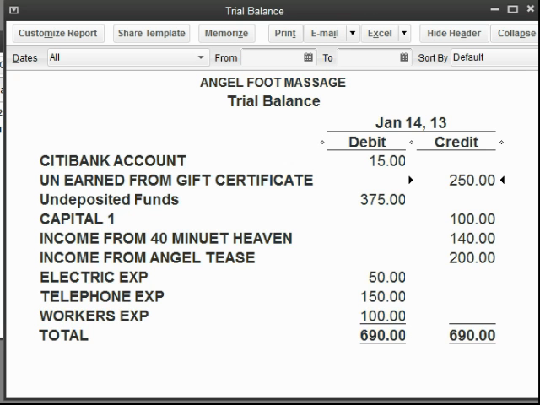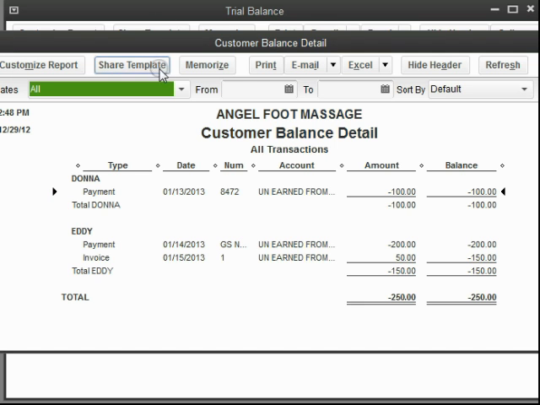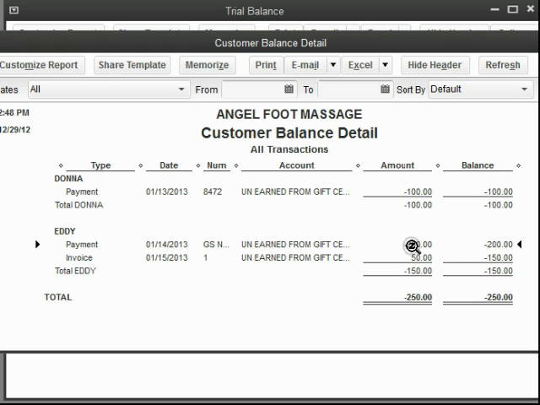And of course, the last result to look at is the customer balance detail. Notice, specifically for Eddie, he gave us money on the 14th and it was from unearned from gift certificate, and that increased what we owe him. Then we made an invoice on the 15th when we performed the service for $50. Now, at this moment, we only owe Eddie $150 worth of future services.